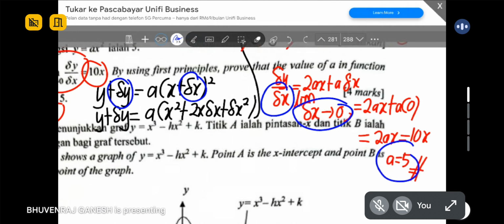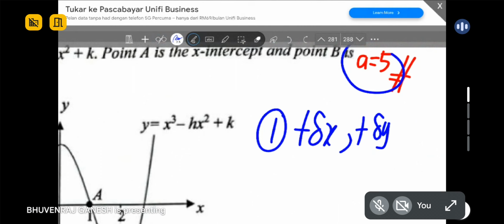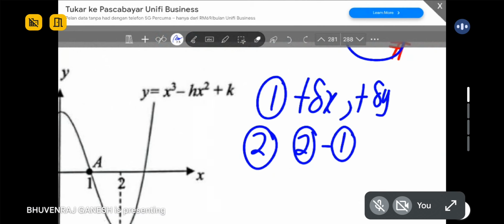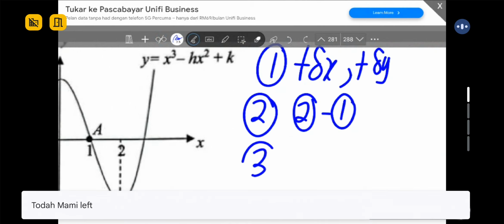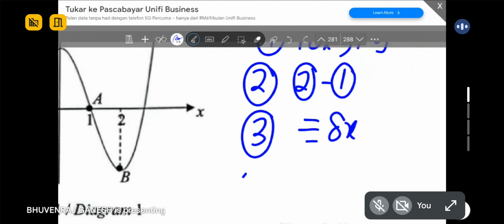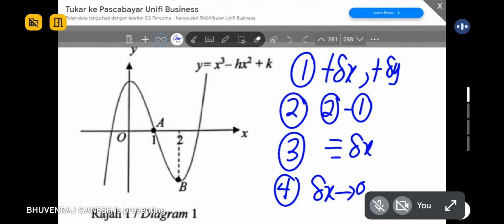So if you guys want to summarize first principle, it is something like this. First step, plus delta x plus delta y. Summary, guys. Second step, you take second equation minus first equation. Okay, 2 minus 1. And then third step, you divide by delta x. This is the third step. Divide delta x. And then the fourth step, delta x go to 0. That's all, guys. This is first principle. Just memorize these 4 steps.